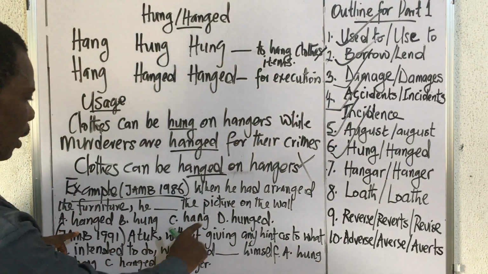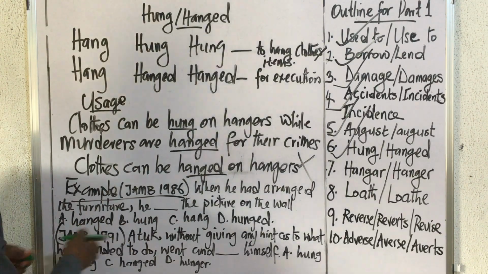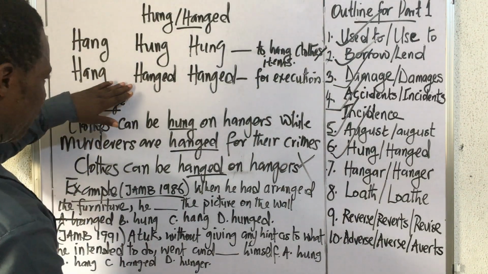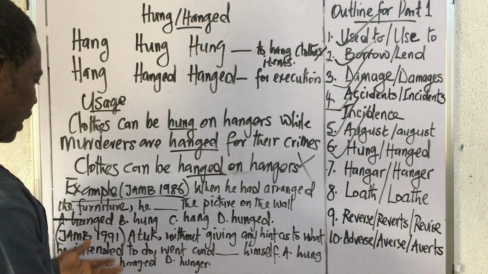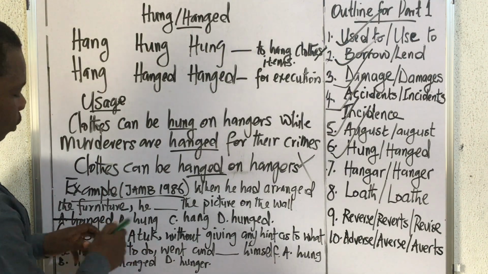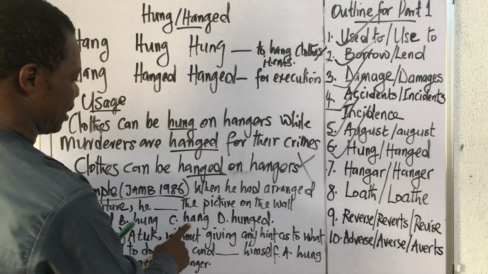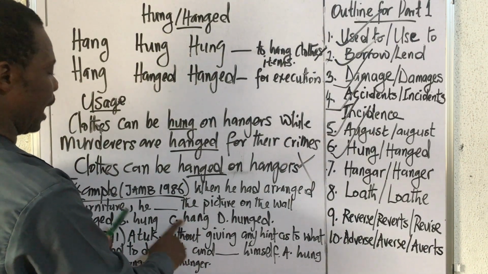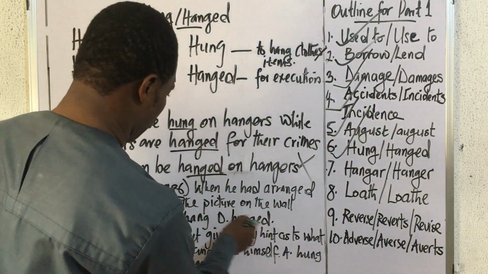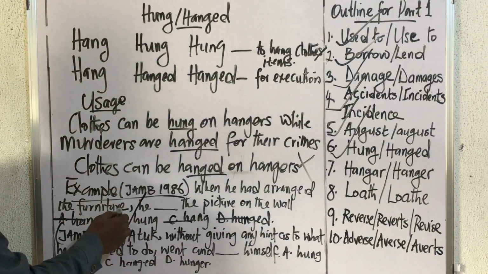So we're going to say what? A, hanged. Hanged cannot appear here because this one is exclusively reserved for execution, murder, and suicide. Then B, he hung the clothes on the wall. This is past tense and that is present tense form, and the expression is past tense, so you cross it. There's no word like hunged. So at the end of the day, the correct option is B.